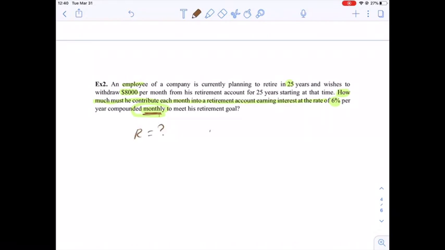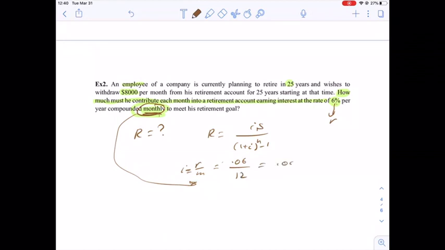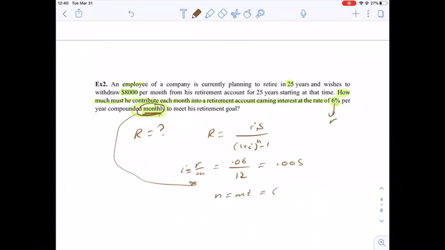So we need to find R. R is I S over 1 plus I raised to power n minus 1. Now we need to find I. I is r over m. r is 6%, so that means 0.06 over m. m is compounded monthly, so that means m is 12. Simplifying this, we get 0.005. Now we need to find n. n is m times t. m is 12, t is 25 years, and that gives us 300 installments or payments.